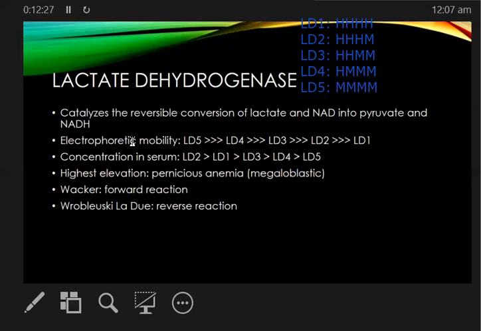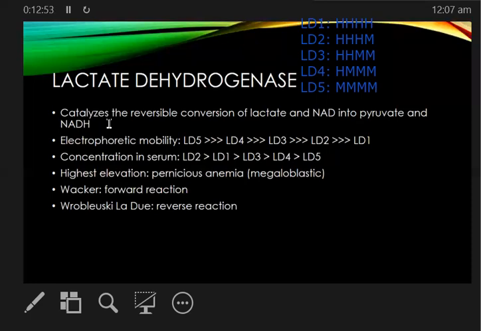So now, let us move on. Oh, I haven't mentioned yet, what is the type of reaction that your lactate dehydrogenase enzyme catalyzes? It catalyzes the reversible conversion of lactate and NAD into pyruvate and NADH. So I guess you know what we are trying to measure here, right?